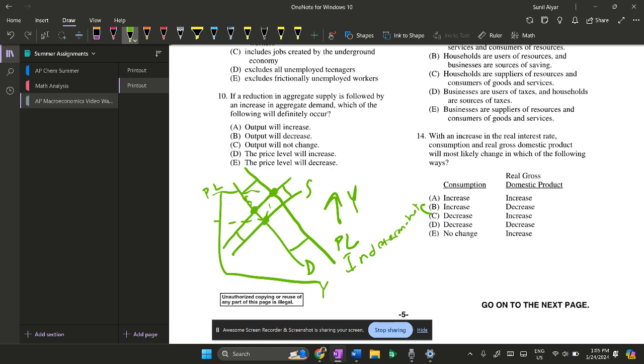So output will increase, or sorry, not, price level is indeterminate. I have this mixed up. It's the opposite. So PL 100% went up, but the Y is indeterminate. Okay, so output will increase or decrease, will not change. We don't know for sure what output actually does, so you can cross out all of them. We do know for a fact that the price level will increase.